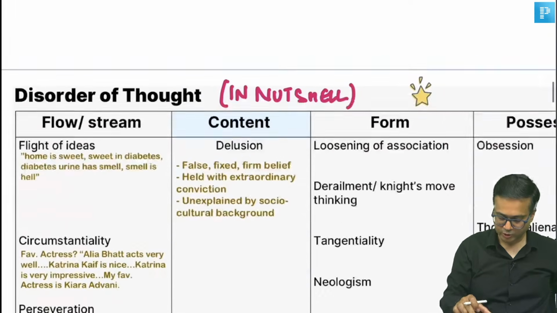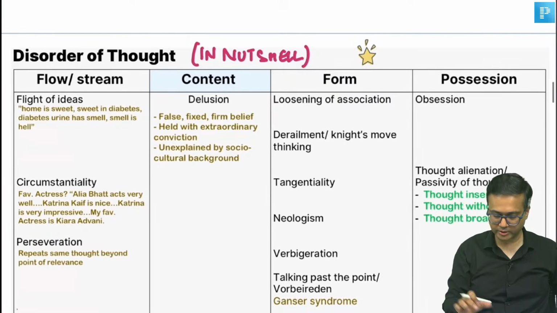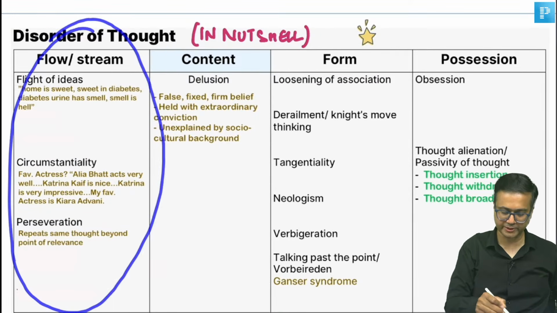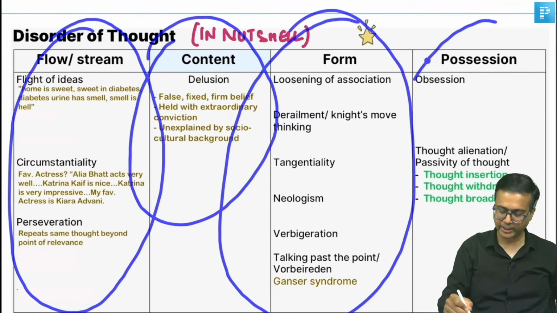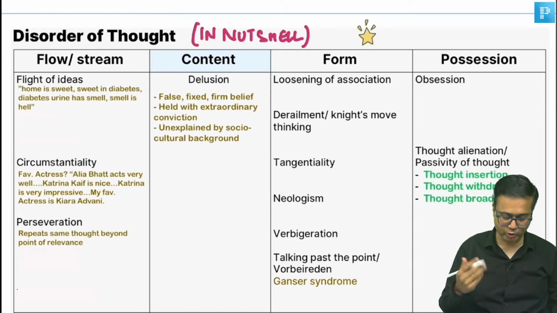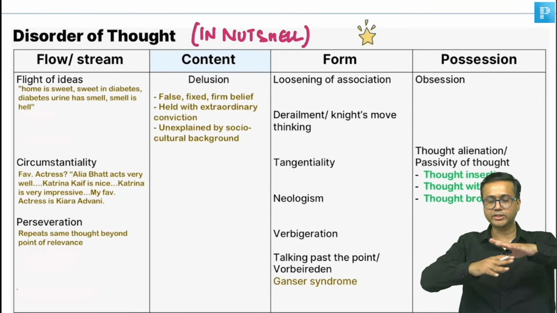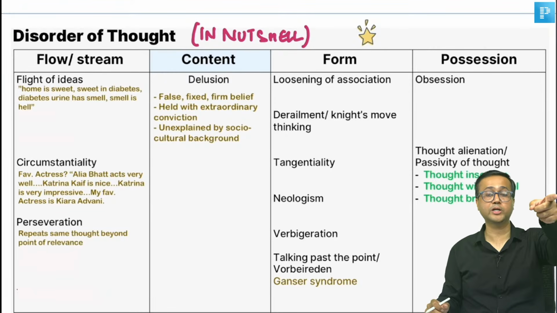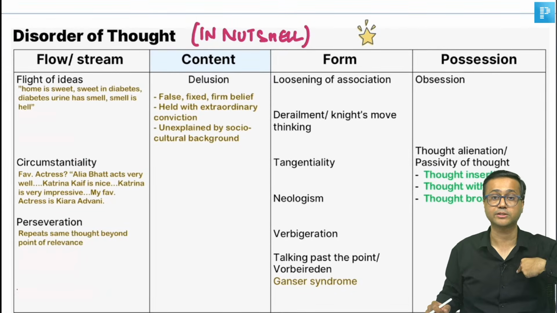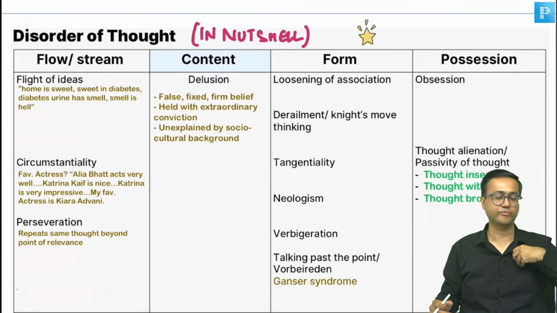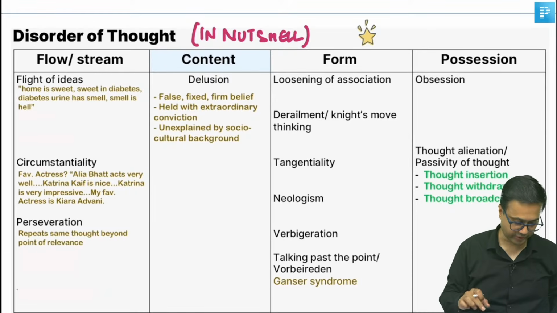Okay, so this was about the disorders of thought. So in a nutshell, beta, we have talked about abnormalities of flow, content, form and possession. We have discussed a very important topic, that is, delusion of reference. In delusion of reference, the patient thinks that everything which is happening is in reference to me. So the patient is saying that people around me are talking about me, or that the news anchor is giving me some secret message, or somebody is spying on me. So he thinks things around him are happening in reference to him. So this is delusion of reference. Okay.